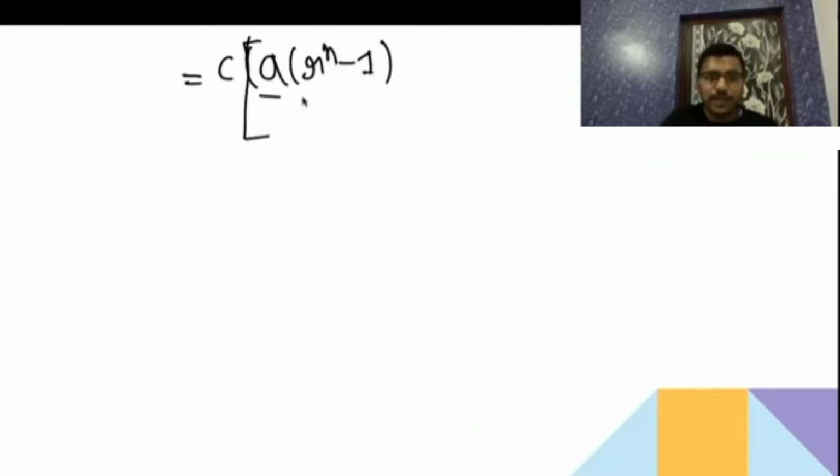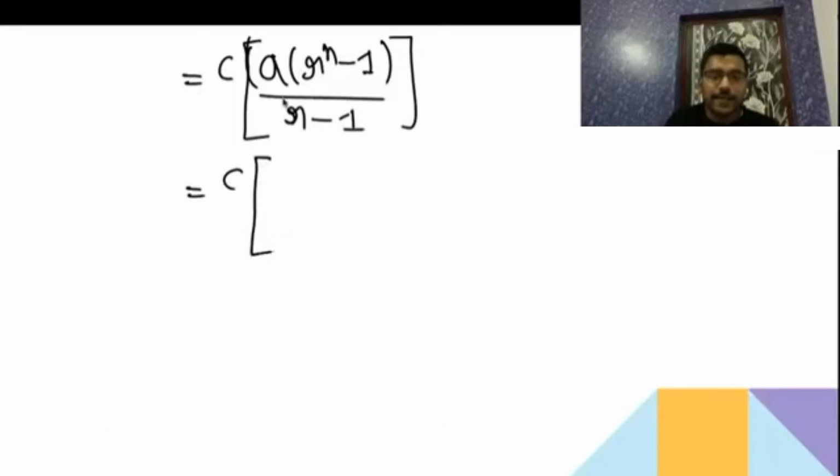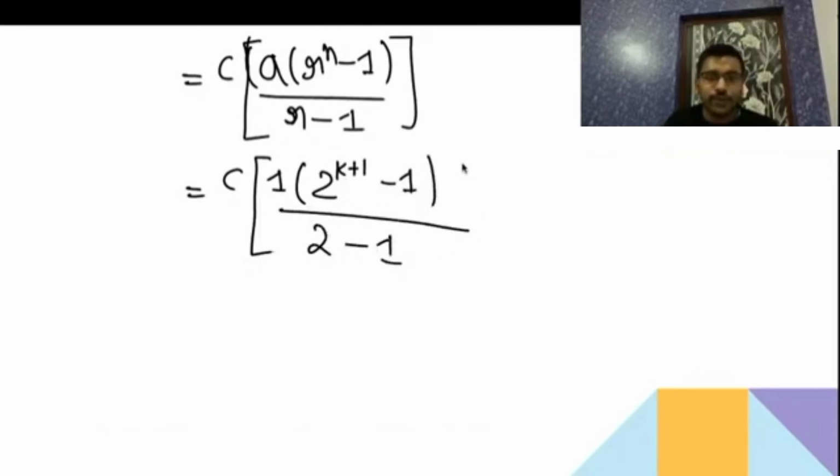So it's going to be c a (r to the power n minus 1) / (r minus 1). This is the sum of the GP if r is greater than 1. So here a, the first term, is 1, r is 2, and n, the number of terms, is k plus 1, minus 1, and r minus 1 is 2 minus 1, that is going to be 1 only.